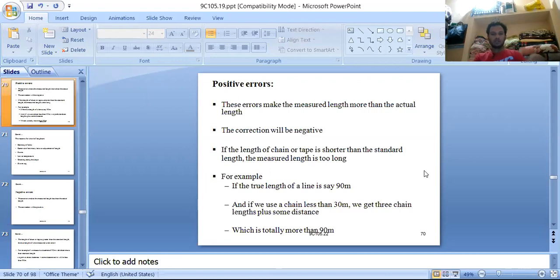If the length of the chain is too short, it means it measures long distances. It measures too long. So for example, if the true length of the line is 90 meters, if we use the 30 meter chain, we get 3 chains length. If the chain is too short, we will get more than 3 chains. Means the error is positive. Here we have to apply negative correction.